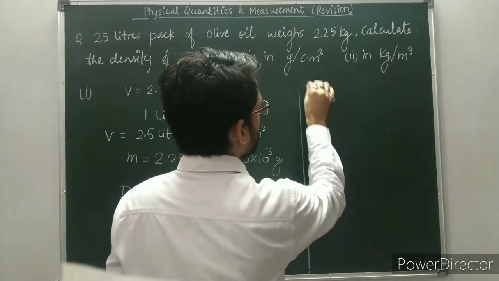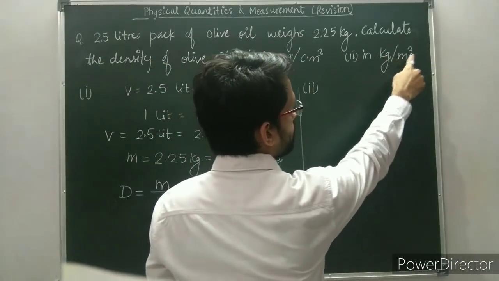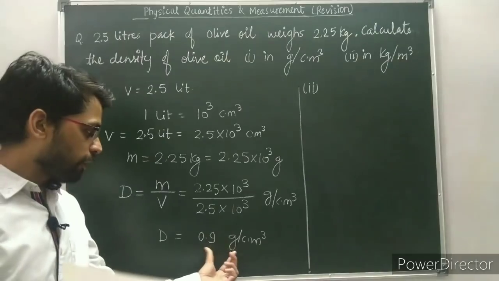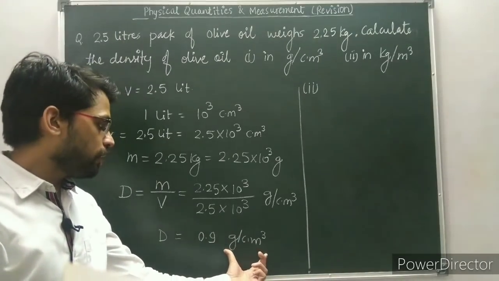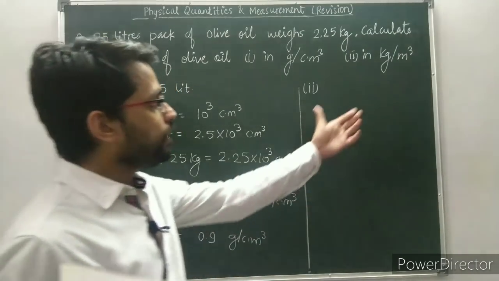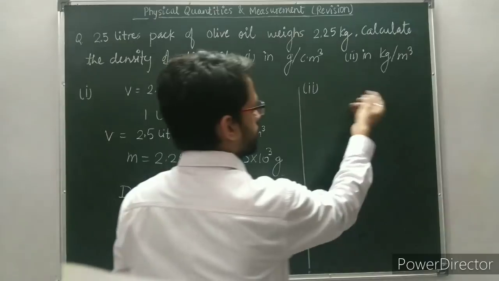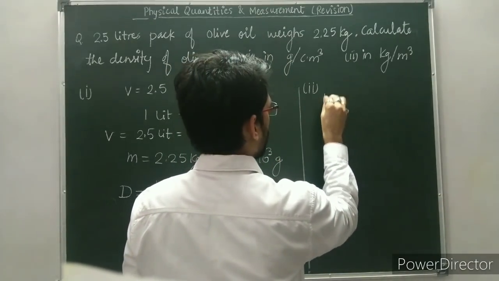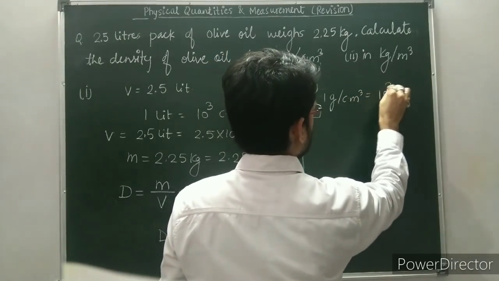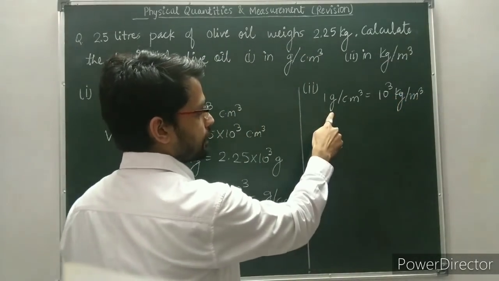Now come to the next part of the question. Find the density of the olive oil in kilogram per meter cubed. Here we have the density of the olive oil in gram per centimeter cubed. Now we can convert gram per centimeter cubed into kilogram per meter cubed directly by applying this conversion, that is 1 gram per centimeter cubed is equal to 10 to the power 3 kilogram per meter cubed. We know this conversion.